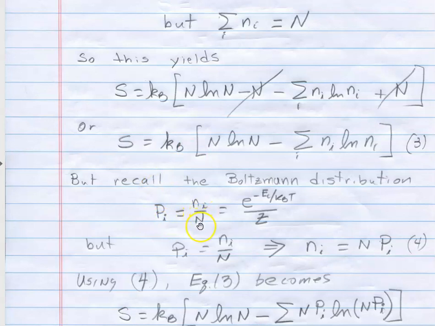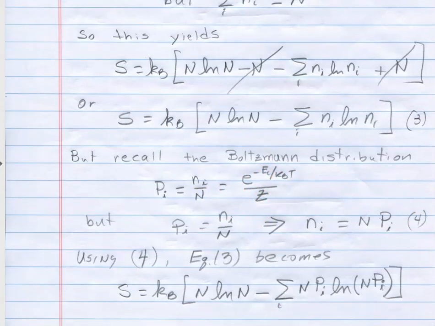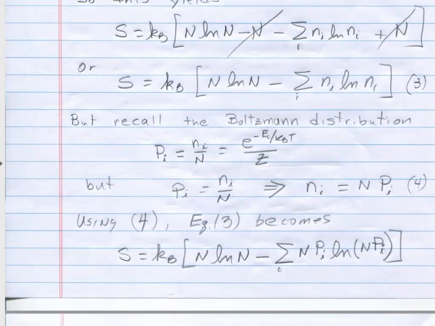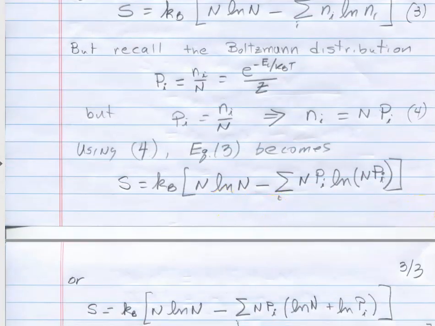The probability of a particle being in the ith state is the number in the ith state divided by the total number, and of course that's equal to this Boltzmann factor here. I'm only going to use this front part here: the probability of a particle being in the ith state is the number in the ith state divided by the total number. Rearrange that for n_i, and that's just the total number times the probability. Now we can plug that back in up here in equation 3, and when we do that, it can be written in this form.